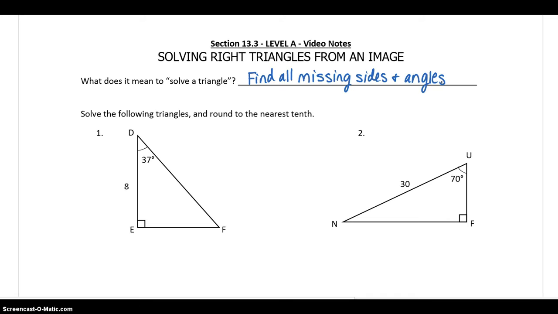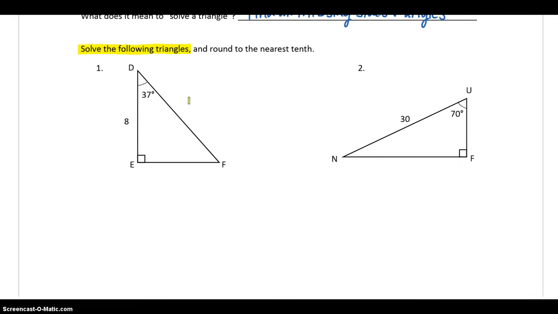So in the problems that we do below, we're going to be giving you some of the pieces, but you're going to have to find what's missing. Alright, so anytime you see the directions say, solve the triangle, that means find whatever we didn't give you. So let's take a look at number 1.